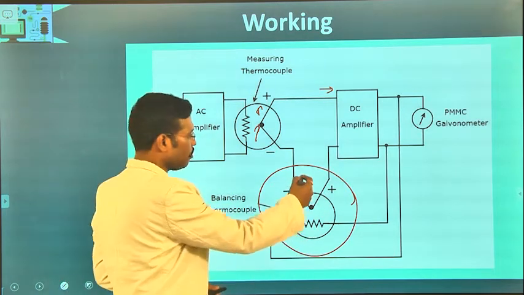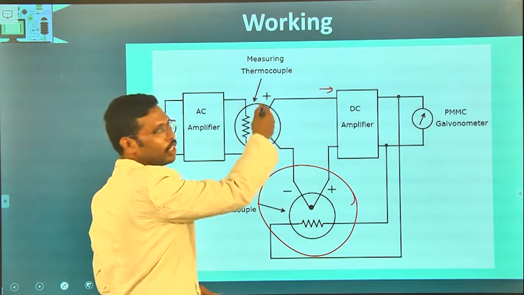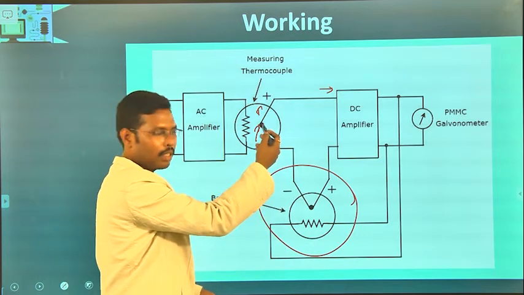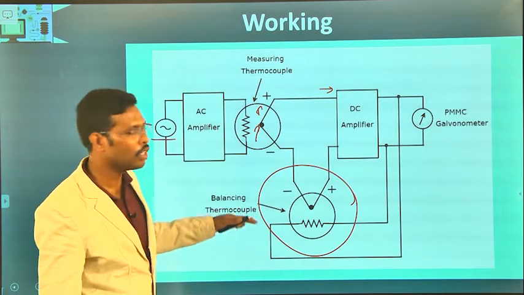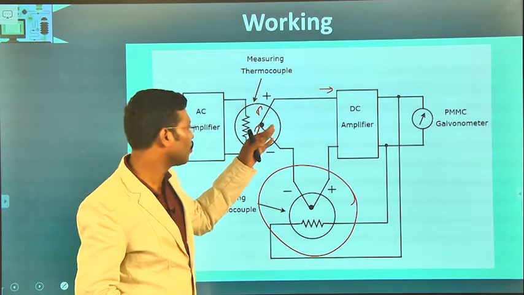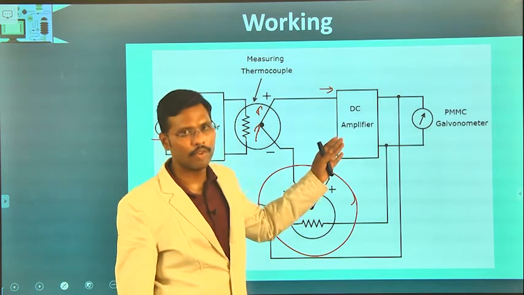So, whenever this input signal is applied, there will be a change in the signal generated by this measuring thermocouple, and the output of this thermocouple will be more than the output of this balancing thermocouple. So, there will be an error signal. There is a difference between these two signals. So, the error will be given as input to the amplifier.